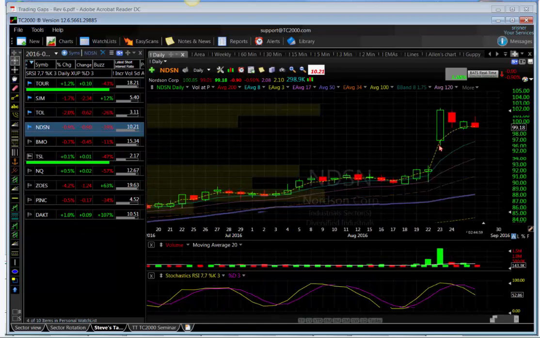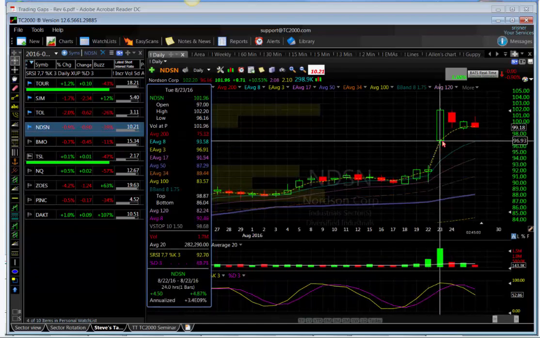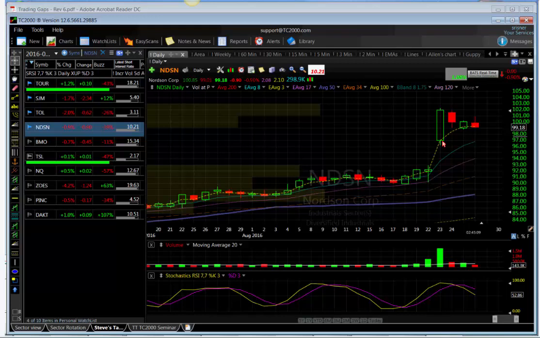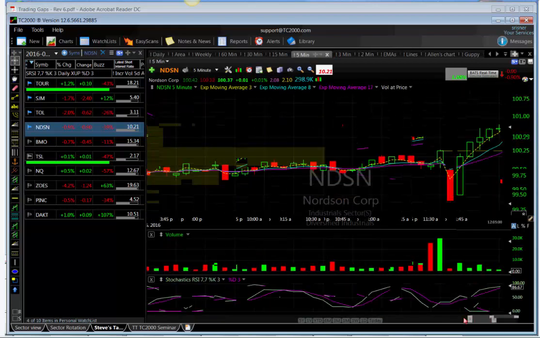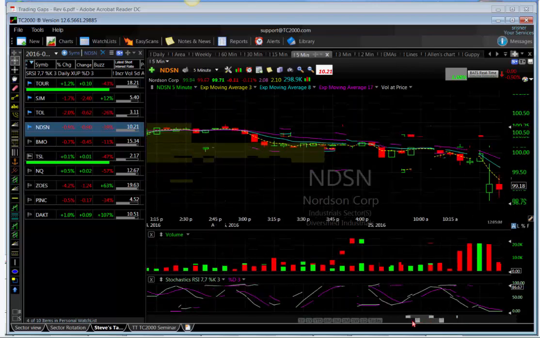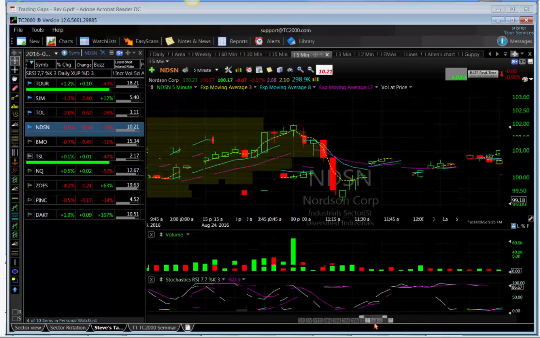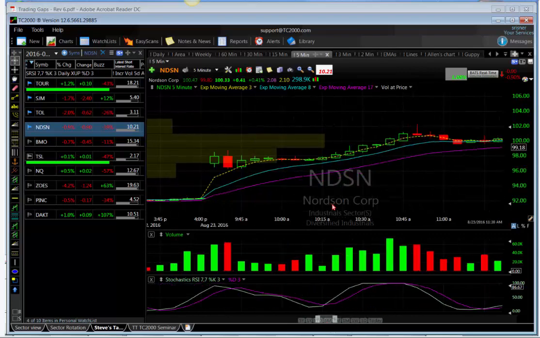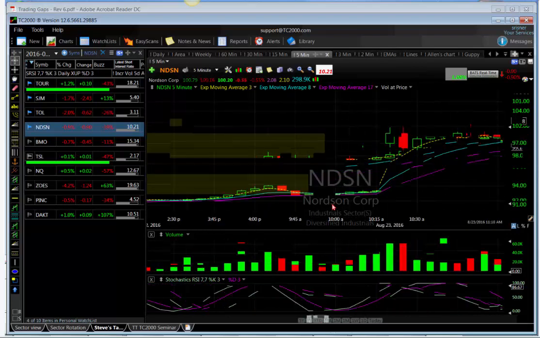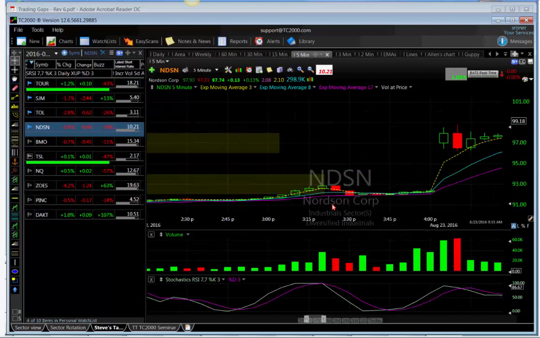Nordson, huge gap up. Kept going up $4.50 or 5%. Yikes. When stocks get close to 100, they have a magnet to go to 100. 5 minutes. You're interested in going long? Look at the 5-minute chart. See what it's doing here.